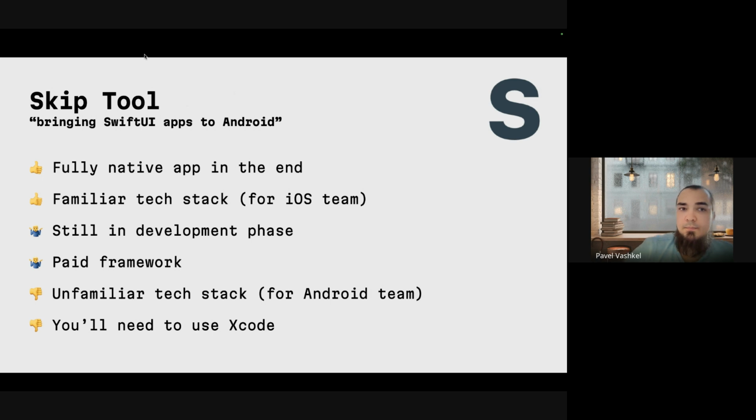Okay, Skip Tools. That was actually something very new for me until recently. That's what will happen if the iOS lobby is stronger than the Android lobby in your team, probably. It's basically Compose Multiplatform, but the other way around. That comes from the tagline, bringing SwiftUI apps to Android. Again, we're getting fully native apps. The tech stack this time is familiar for the iOS team, but not so familiar for Android.